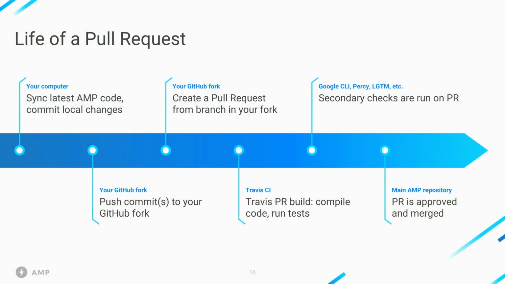In addition to all the testing done on Travis, we have a few secondary checks that are run on the pull request directly from other services that we've integrated to our GitHub repository. And finally, once all these statuses go green and you receive an approval from someone who's already a committer or who's the owner of the file that you're trying to modify, you can then merge that pull request into the main AMP repository. And that, in short, is the life of a pull request.